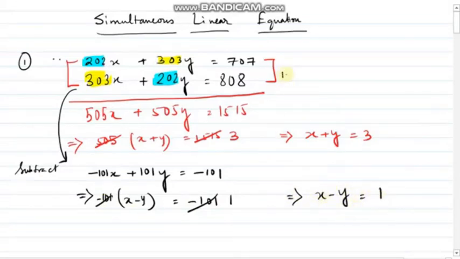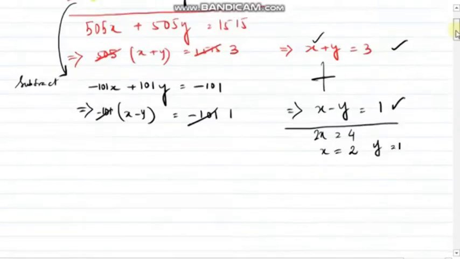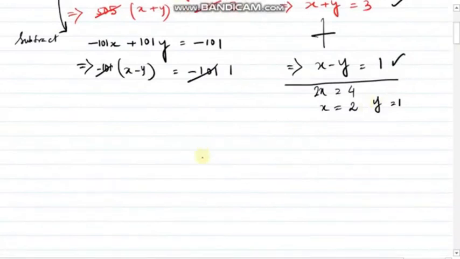So instead of solving over there, I will transform the equations in this format. Now if I add these two, I will get 2x equals 4 and x equals 2. You will put x equals 2 in one equation, and you will get y equals 1. Don't forget to check the answer by simplifying.